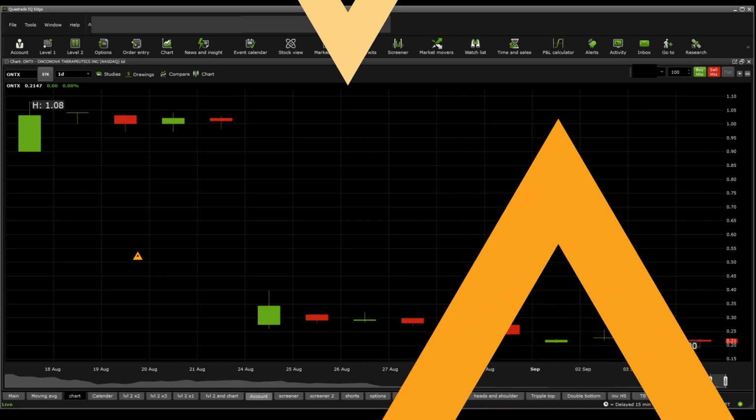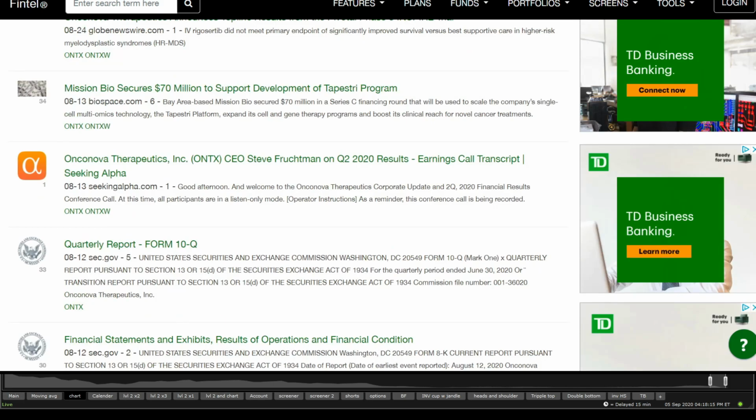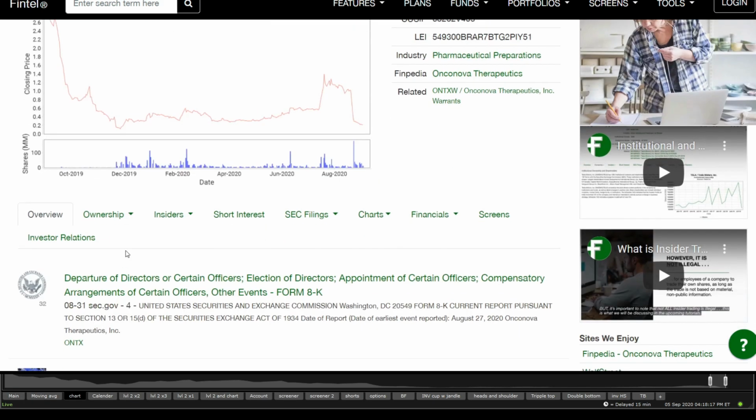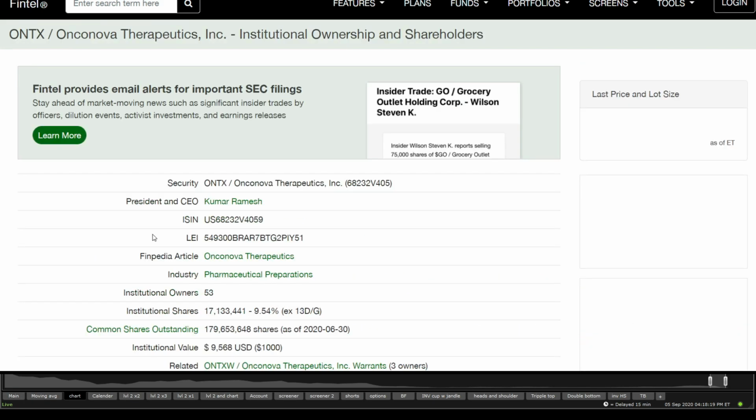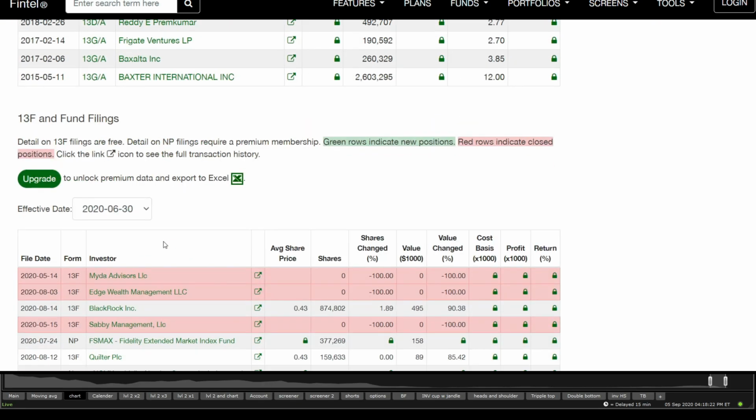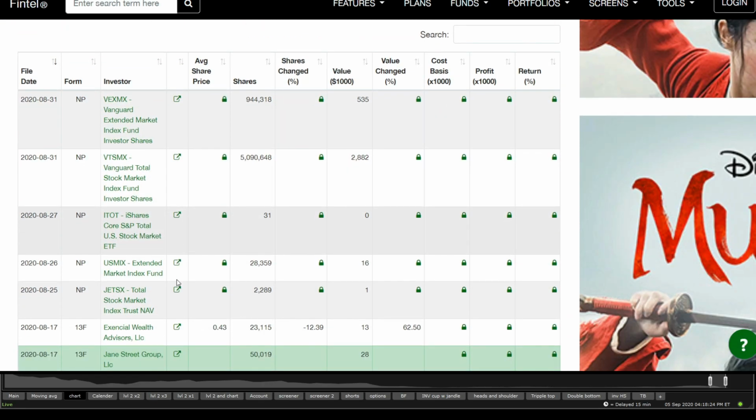Now moving on towards news. So on the news here, I'm going to go through a little bit of the SEC filings, as well as institutional owners and everything in between. So on the institutional owners here, we don't get to see much going on for the last week.